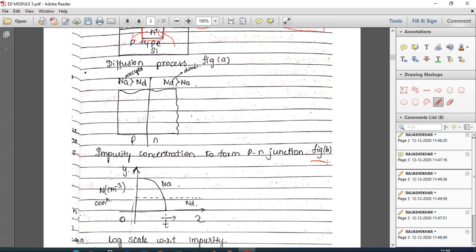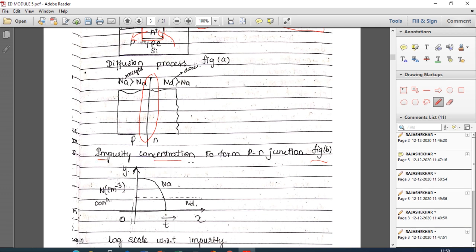When I come to figure B, here we have shown one impurity concentration. This is the junction which is shown here. We call it a PN junction. This is P type and this is N type. Now how do we form a PN junction, a P type material or N type material? How is it formed? Using impurity concentration.